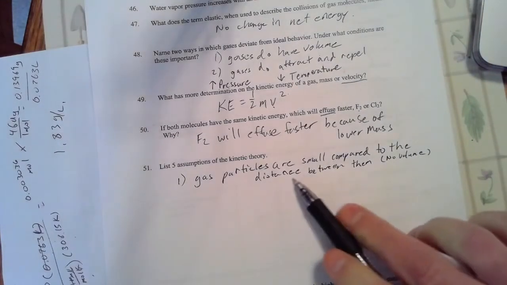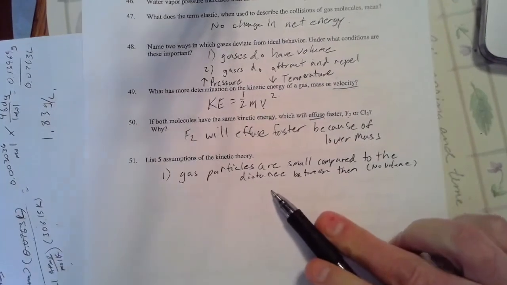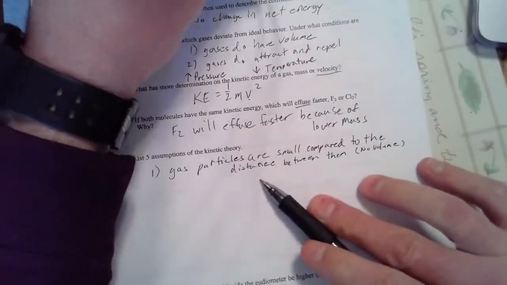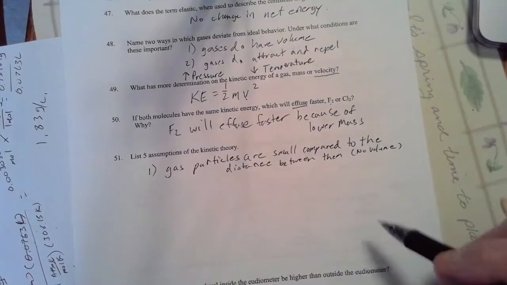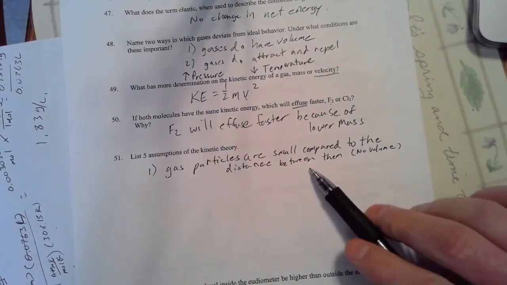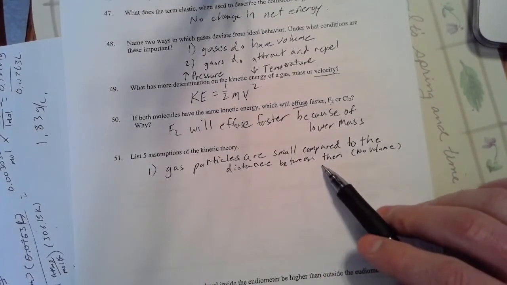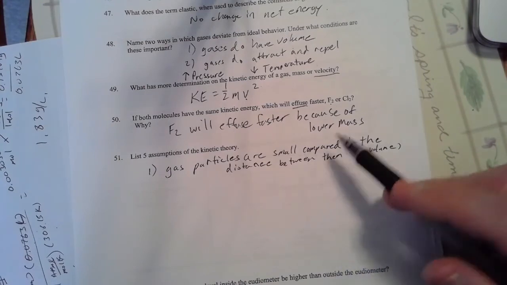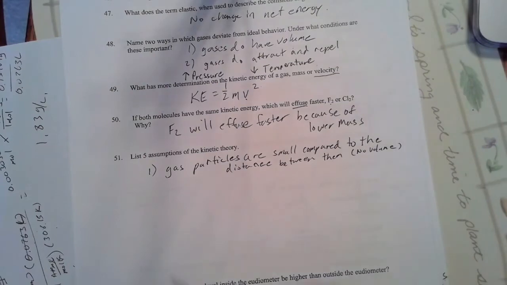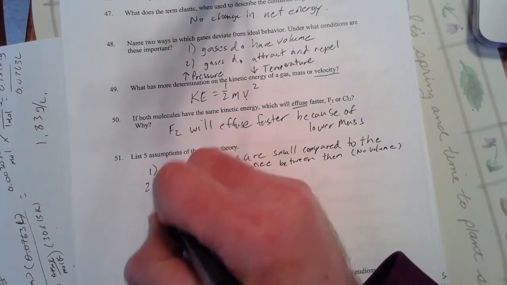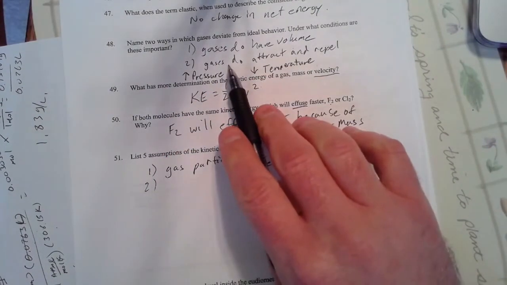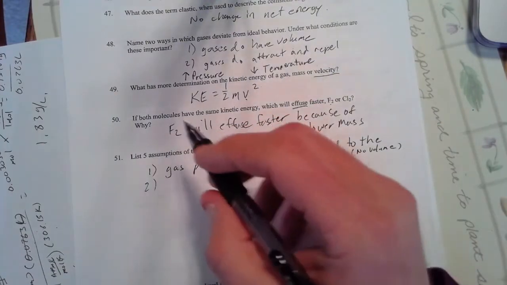High pressure, that distance between them gets a lot less, and then that volume is going to start taking effect. A low temperature, again, they're not moving as fast, and so those forces are going to be able to do some attractive things. And that's the second one. We assume that gases do not attract and repel.